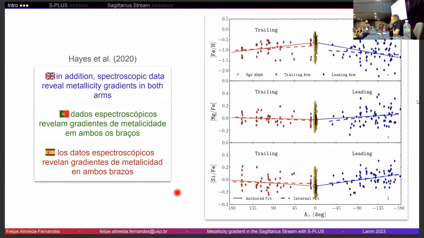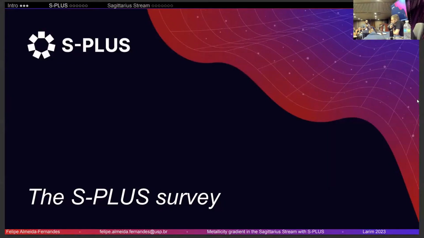This is a coordinate system where the core of the galaxy is at 0, and this is the coordinate along the Sagittarius stream. What we see in the metallicity here on top is that there is a gradient in metallicity both for the trailing arm as well as for the leading arm. But again, I point out that there are very few stars here to measure this metallicity gradient, and our main goal is to increase the number of stars that we can use to measure these properties. And this is all done in the context of the SPLUS survey.